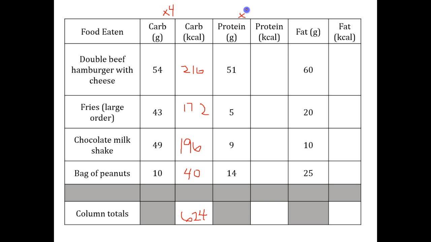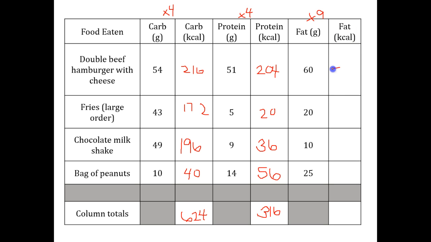Protein, same thing. You get 4 calories per gram. So this is going to be 51 times 4, which is 204. You get 5 times 4, which is 20. 9 times 4, which is 36. And 14 times 4, and so all together, if we add these up, we're going to get 316.